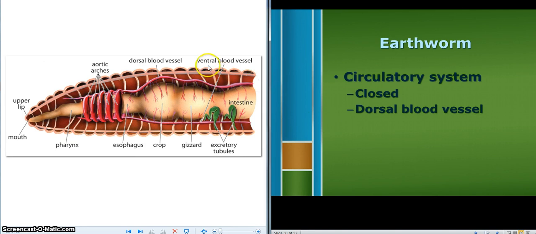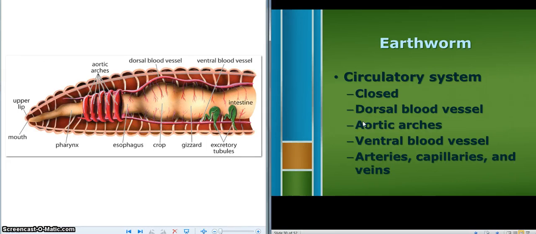It is a closed system, meaning that the blood stays inside of the vessels and arteries at all times. Let me just try and describe what happens. As these arches or these hearts pump the blood, it is carried away from the arches. Arteries take blood away from the heart, and so the blood will be traveling away from the heart through the ventral blood vessel. It's going to be traveling away through the arteries.